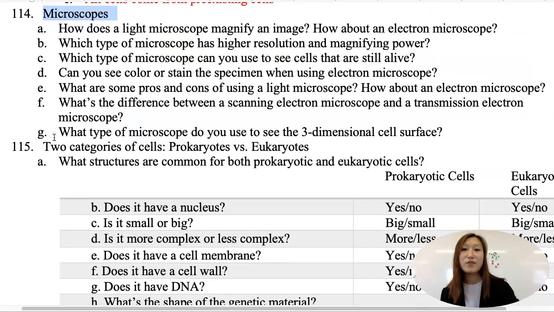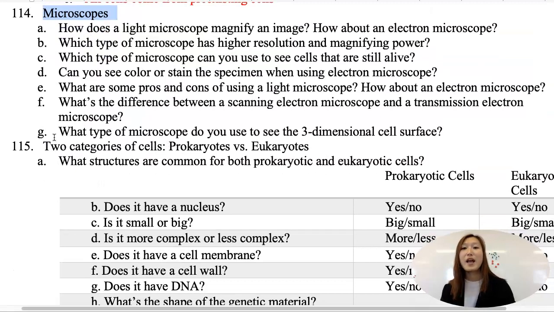Then let's talk about a few questions on microscopes. How does a light microscope magnify an image? It uses light, right? So the light shines through the cell that you're looking at, and then you can see what's inside the cell. An electron microscope, however, uses electrons. So we shoot electrons at the cell, and then that will allow us to form an image.